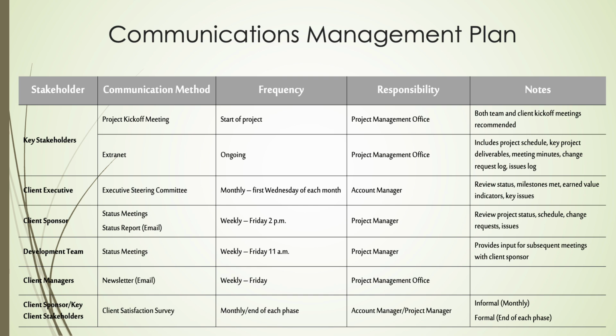An essential part of project communications management is clearly identifying stakeholders and defining how, when, and by whom they will be communicated with. The stakeholder communication plan organizes this information in a structured way, ensuring that every stakeholder's expectations are addressed. It outlines the communication method, the frequency of communication, who is responsible for delivering the information, and any additional notes important for tailoring messages to specific audiences.